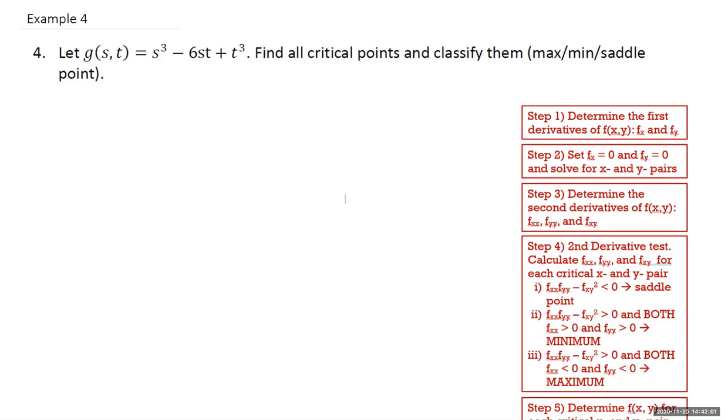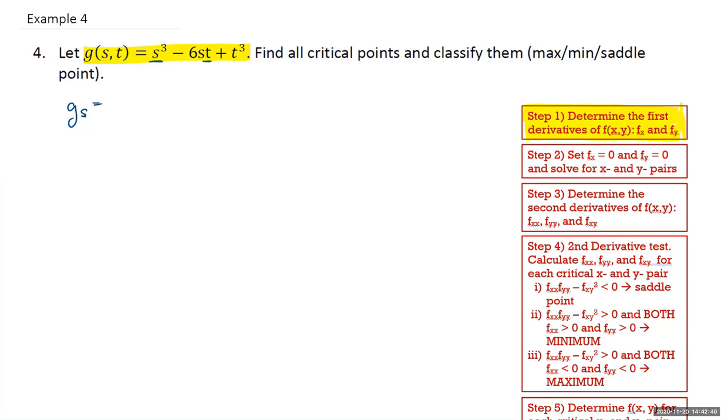Example form. So here we have a function, g of s and t, and we're going to find all the critical points and classify them as max, min, or saddle points. Our first step to do this is going to be to determine our first derivative. In this case, of course, these are partial derivatives because this is two-variable optimization. We have the variables s and t. This is unconstrained optimization, as we have no external constraints here.